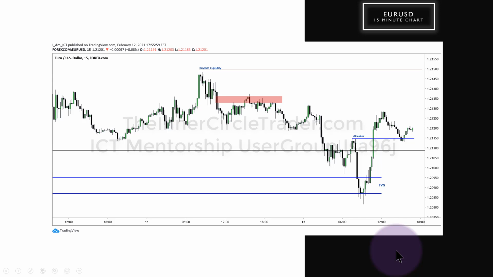If it needs to drop down, I'd like to see it not go below here. So we have a small little fair value gap in there. So if it drops down, that'll be enough. Preferably, I'd like to see it not do that. It's just what I'd rather see.